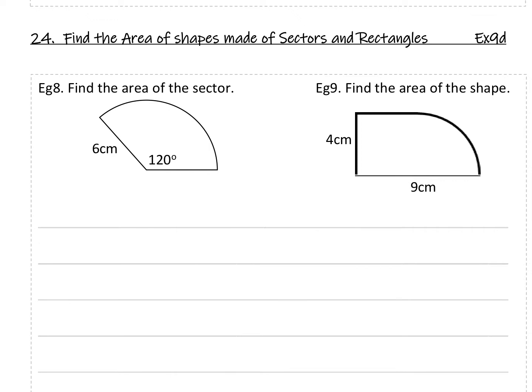Example 8. Find the area of the sector. So it's an area, and a sector means basically part of a full circle. So the whole way around, this is only a fraction of the whole circle. So if we work out the area of the whole circle, that's going to be really useful. So A equals pi r squared. A equals pi times 6 squared, which will be 36 pi.